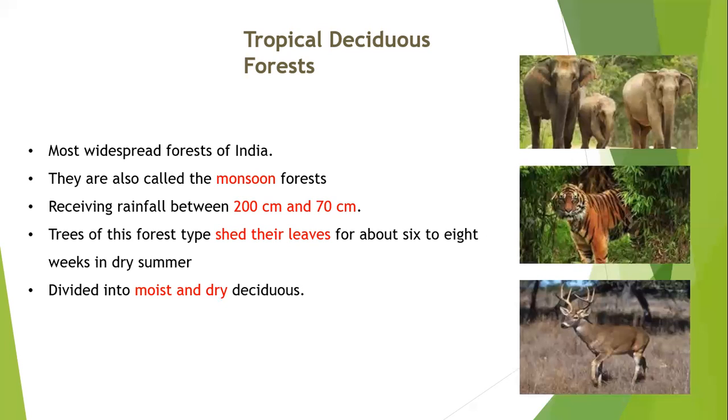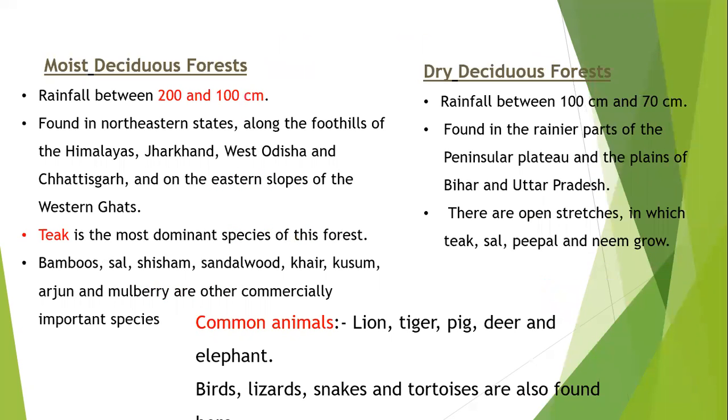So these are normally divided into moist and dry deciduous. Now we'll look at the difference between moist deciduous and dry deciduous. Moist deciduous receives rainfall between 200 and 100 centimeters, and dry deciduous forest receives rainfall between 100 and 70 centimeters.